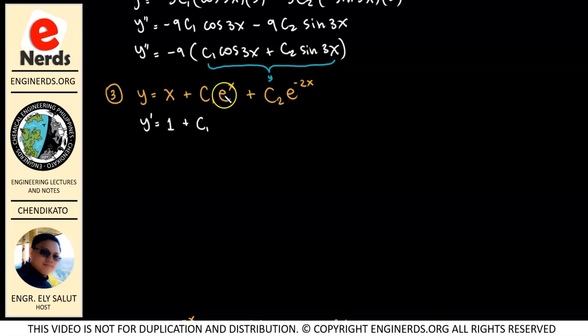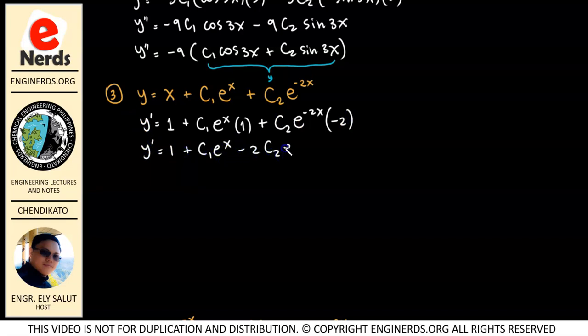So, we have e to the x here, so we're going to get the derivative of e to the x. So, we know that this is also e to the x, then the derivative of x, which is 1. So, plus c2, our constant, then the derivative of e to the negative 2x, which is e to the negative 2x, times the derivative of negative 2x, which is negative 2. Right? So, that means our y prime is equal to 1 plus c1 e to the x minus 2 c2 e to the negative 2x. So, katulad nung kanina, meron pa rin tayong dalawang arbitrary constant.